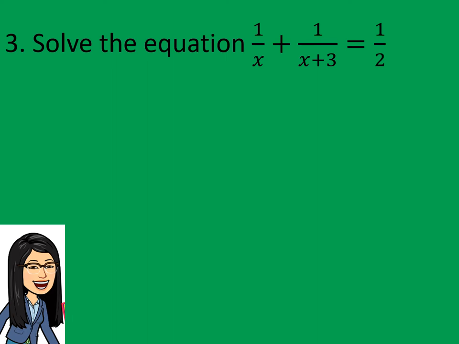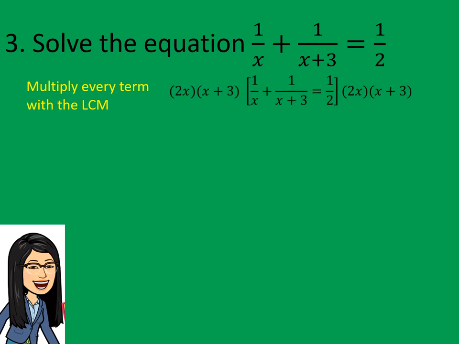Take a look at example 3. Solve the equation 1 over x plus 1 over x plus 3 is equal to 1 half. Looking at denominators, we have x, x plus 3, and 2. So our LCM is 2x times x plus 3. Let us multiply every term with the LCM.